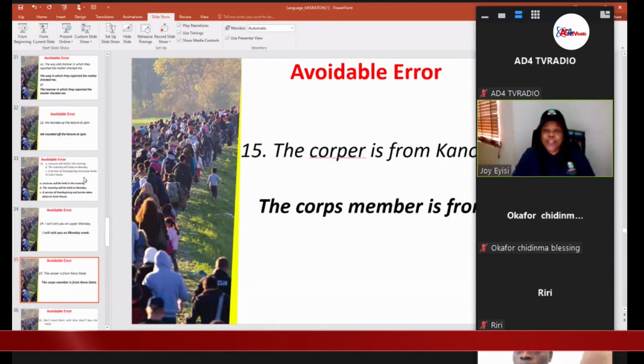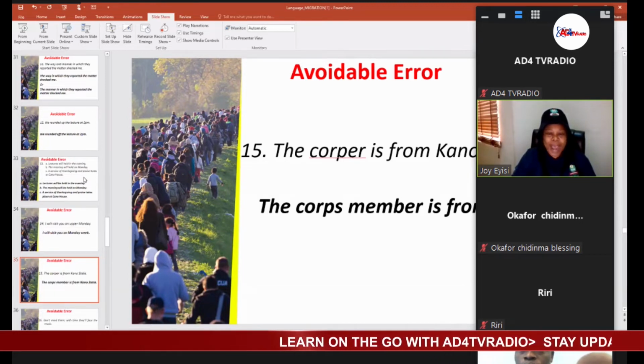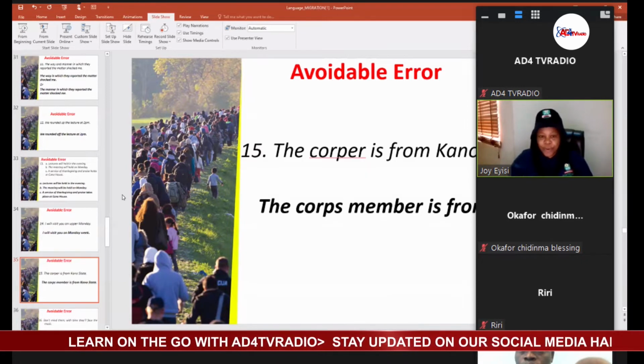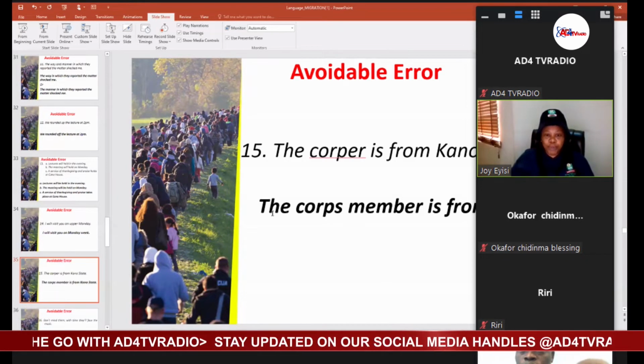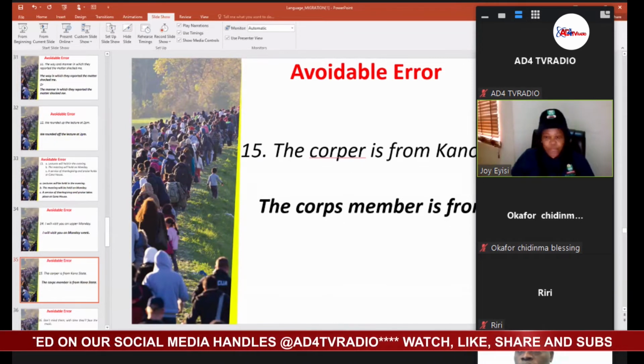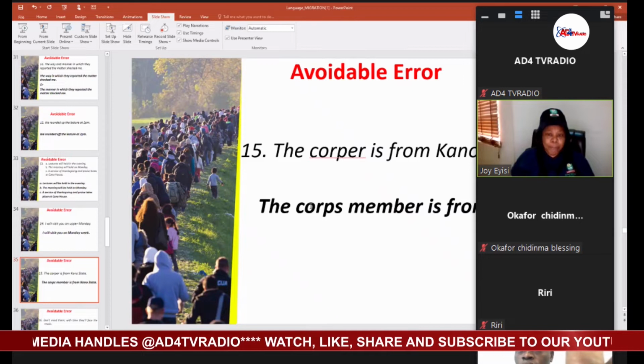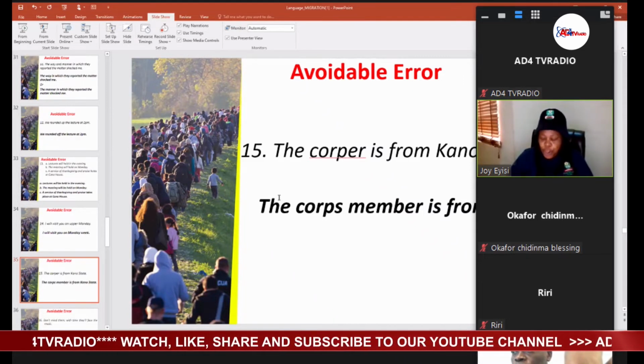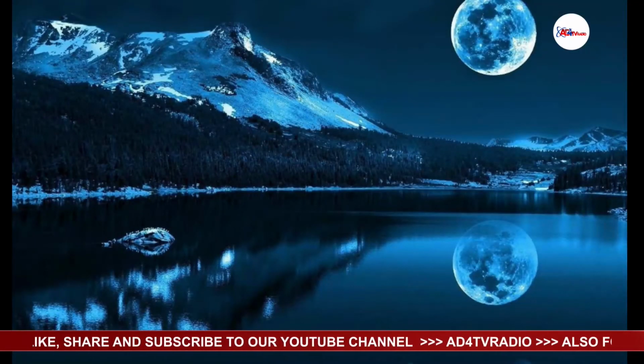The Kappa is from Kano State. There is no word as Kappa in English. Here we use Kappa to refer to a member of the NYSC. When that is the meaning, the right thing to say should be the corper is from Kano State, not Kappa. Or a member of the NYSC is from Kano State.